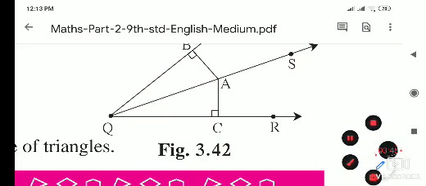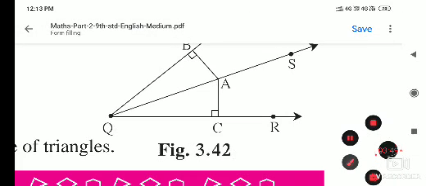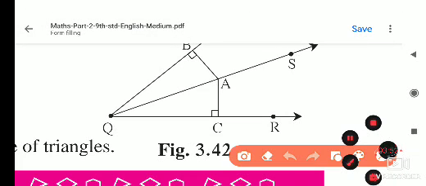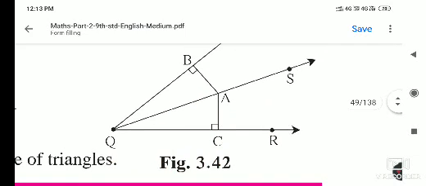So just pause the video for one or two minutes and think about it. Can you show that these two triangles, ABQ and ACQ, are congruent to each other? Okay, think about it.